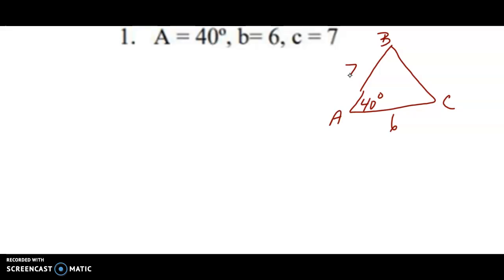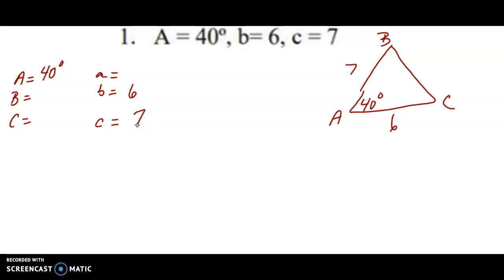I like to organize my stuff like this, though. Make a little table here with all my angles: A, B, C, and then little a, little b, little c. And then from there, fill in what you know. So we know that angle A is 40. Little a, we don't know. We don't know B or C. We do know side B is 6 and side C is 7.